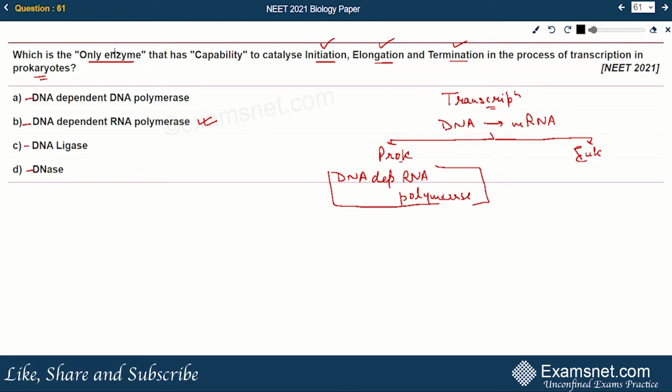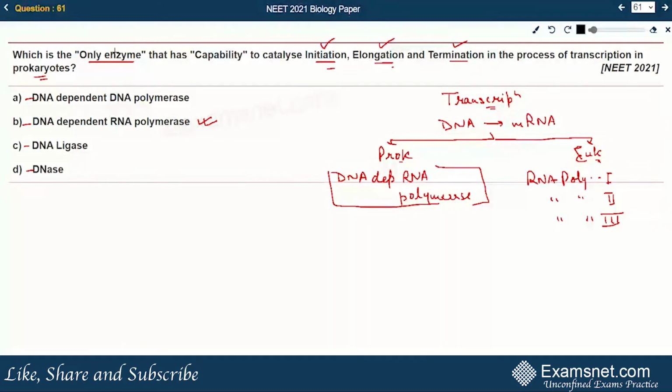Whereas in eukaryotes, there are certain complexities. Therefore, different polymerase enzymes are used for these steps. These are RNA polymerase 1, RNA polymerase 2, and RNA polymerase 3. So we know why DNA-dependent RNA polymerase is the correct option here. Okay, what are the other options?